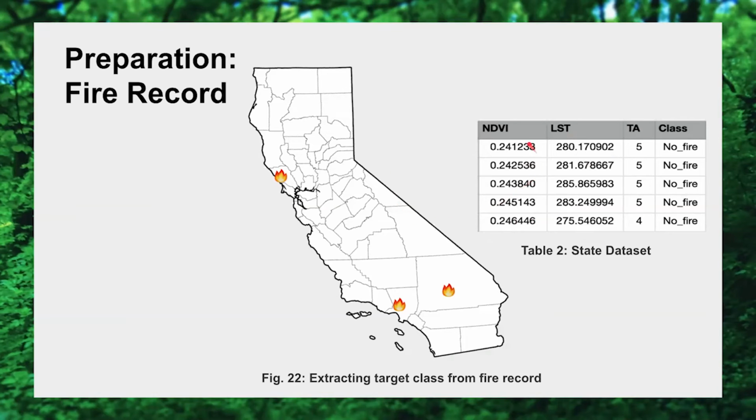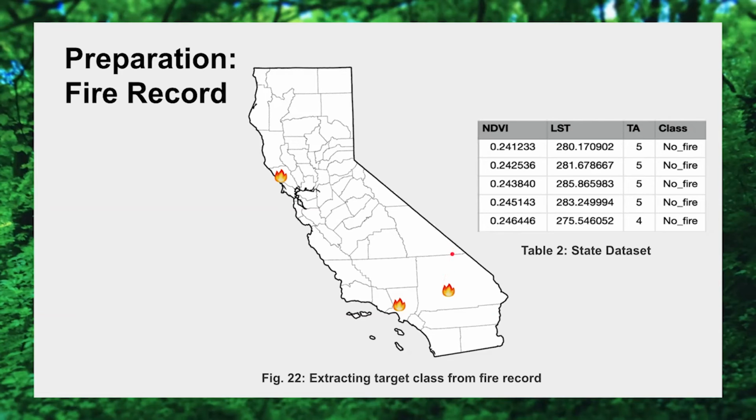All right, so now that I've shown you how we got the NDVI for both the county and state level data sets, as I mentioned, it's the same for LST and TA. Now I'm going to show you how we got this last column here, the fire column. So we got this directly from the fire record, which is government data.